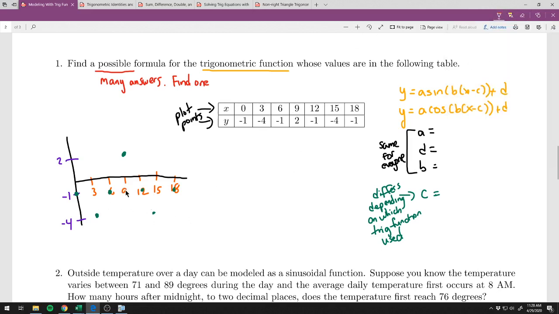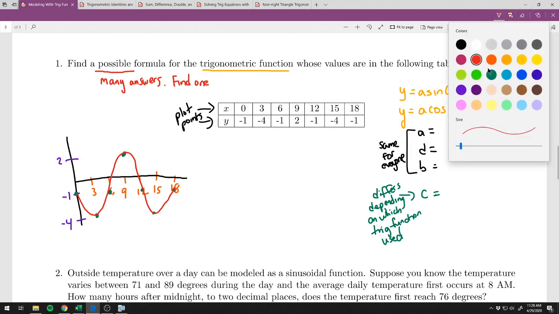All right, so we plot our points. We get this shape, and we know it's a trig function. If you want to connect them, there's nothing wrong with doing that. It's going to connect in the curvy way. All right, so the graph looks like this.